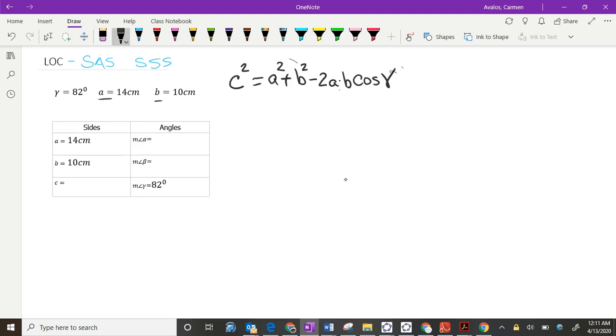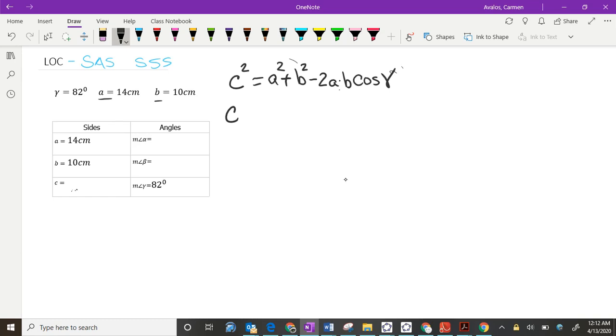What do I do? Let's solve this problem. Solving the problem means I have to find the side that's not given and the two angles that are not given, because we're given two sides and one angle, and we still need to find the other sides. So since we're given that angle, I need to find C first. That's what I need to do there.